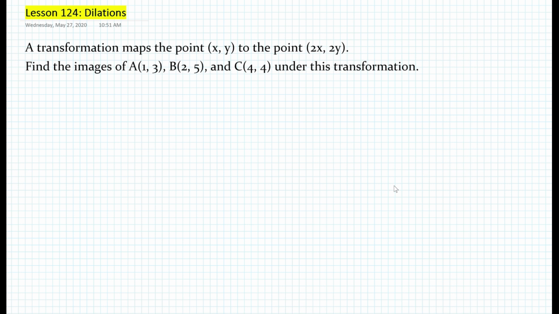In today's lesson, we will be learning about a special type of transformations, which is dilations. So here's the first problem. A transformation maps the point x, y to the point 2x, 2y. Find the images of point A (1, 3), point B (2, 5), and point C (4, 4) under this transformation.